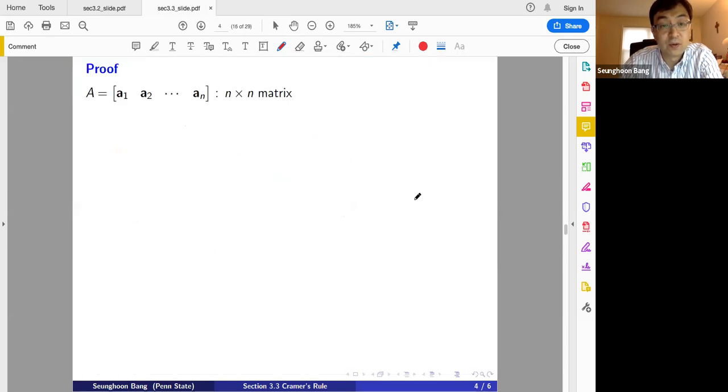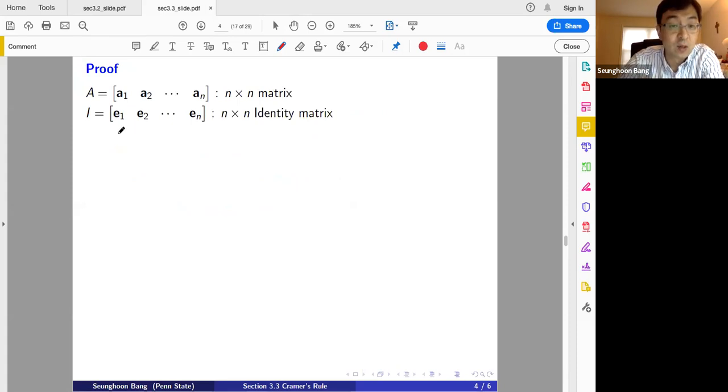How can we prove it? The proof goes like this. The matrix A is given, A1, A2 through An, an n by n matrix. We can think about the identity matrix with columns E1, E2, En. E1 is 1, 0, all the other entries zeros. E2 is 0, 1, 0, and the other part is all 0. Keep going like this, exactly the identity matrix.